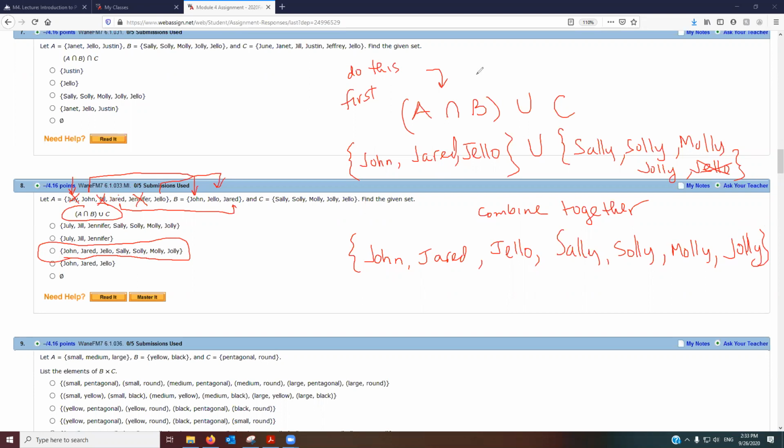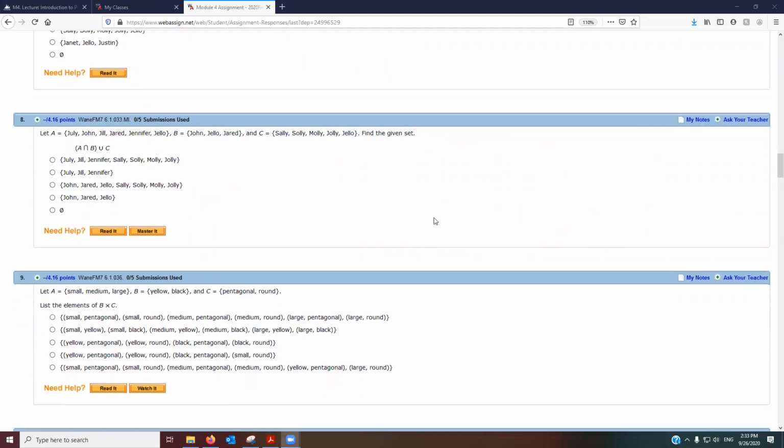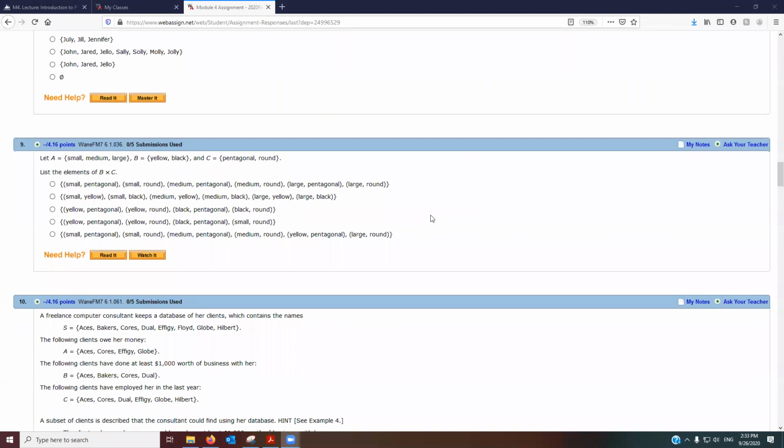All right, folks, why don't we do an example of Cartesian product? So let's go to number 9. Well, remember, Cartesian product means take every element in the first set and pair it up with every element in the second set. So what they're asking you to do here is form, remember we call this Cartesian product.